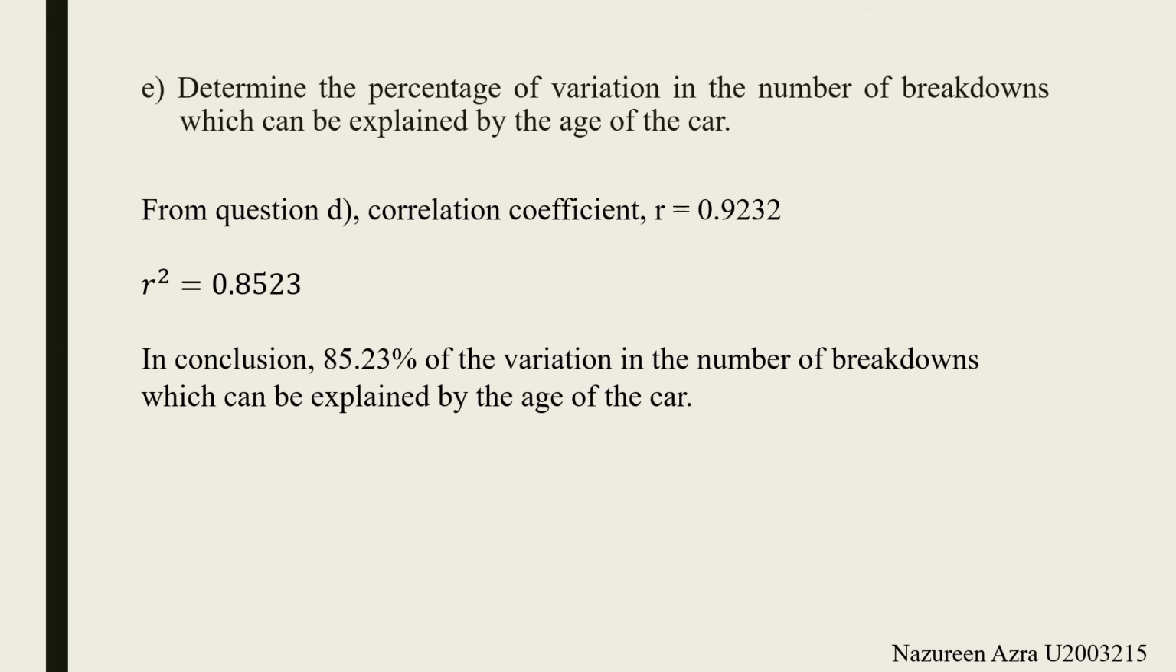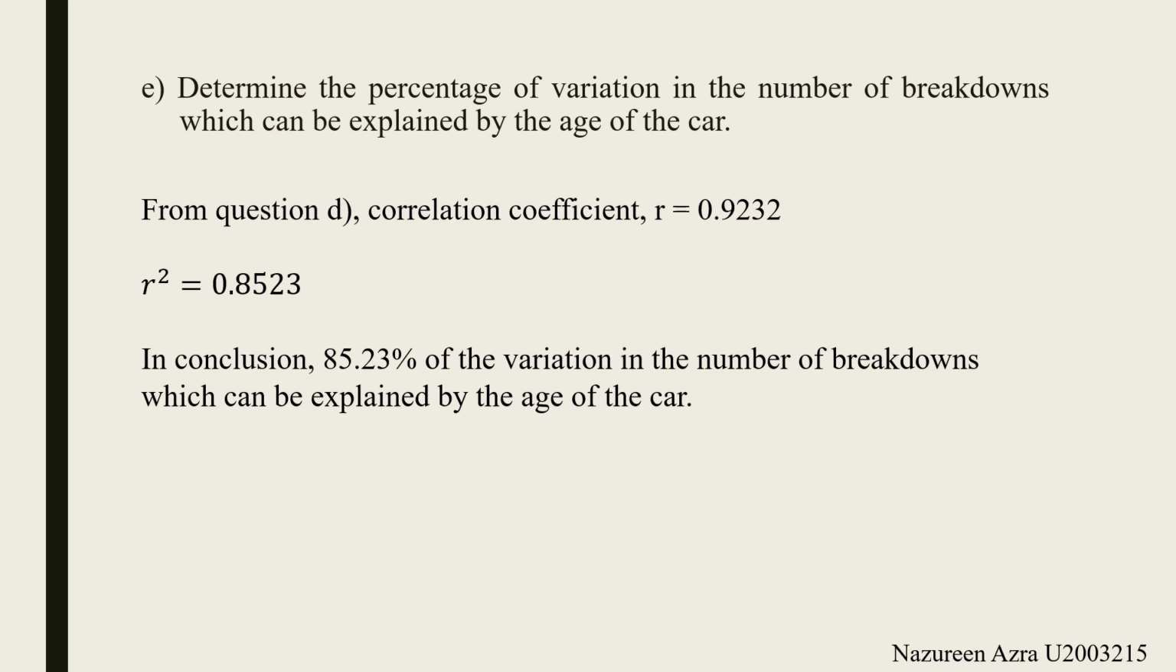Hi everyone, I'm Nazreen. Now I will be explaining question 1E. Determine the percentage of variation in the number of breakdowns which can be explained by the age of the car. Now, to know the percentage of variation, first we need to know the value for the correlation coefficient, which is R. From question D, Shamimi already explained the correlation coefficient, R, is equal to 0.9232. Therefore, the coefficient of determination, which is R squared, is equal to 0.8523.